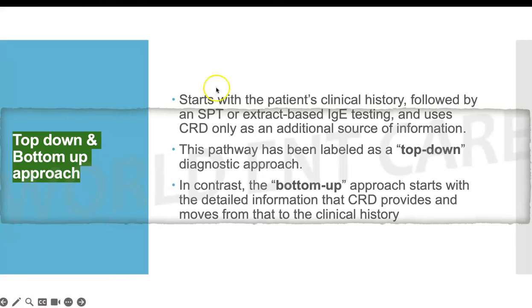Okay, so what is this top down approach? In top down approach, we take history, we do SPT or any other test, and then we do CRD. Okay, so what are we doing? When CRD is performed in this case, it is usually through a single plex assay, and the clinicians decide which allergen component should specifically be looked at. Okay, so what it means is we are taking history, we have done SPT, everything. Now we are doing CRD, so we know what we have to look at. So we do a single plex assay CRD. Okay, this is known as top-down diagnostic approach.